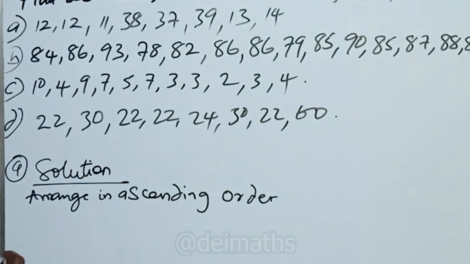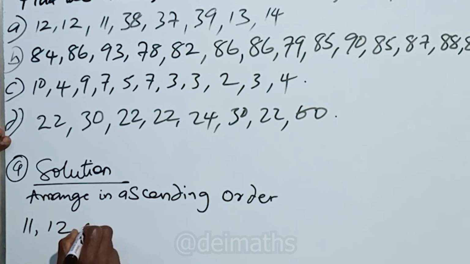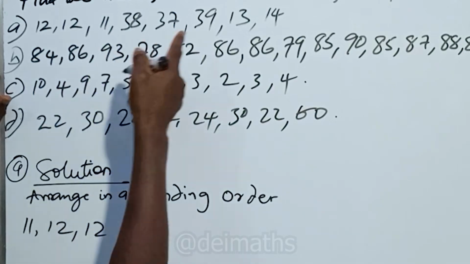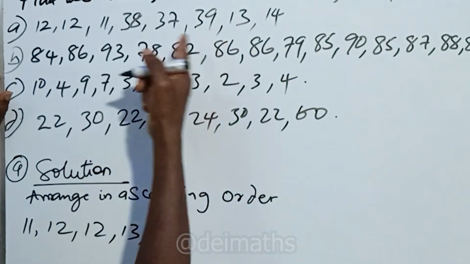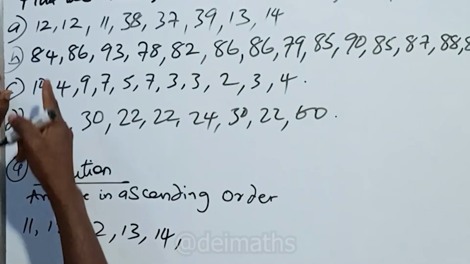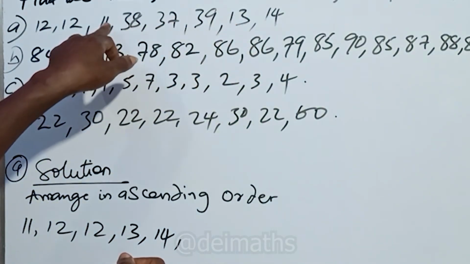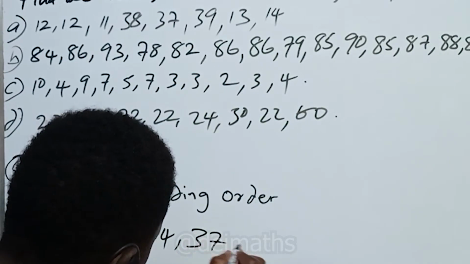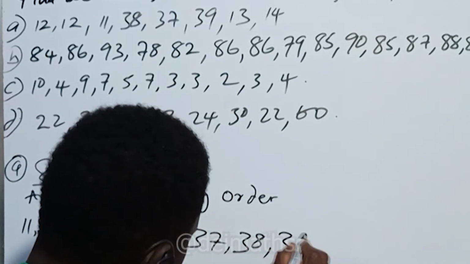We have 11. Now we have 11. We have 12. 12 is how many here? 12 is just 2. Now we go to 13. 13 is 1. So we get to 14. After 14 we have what again? 14. We have 37, which appears once. 38 appeared once, and 39.